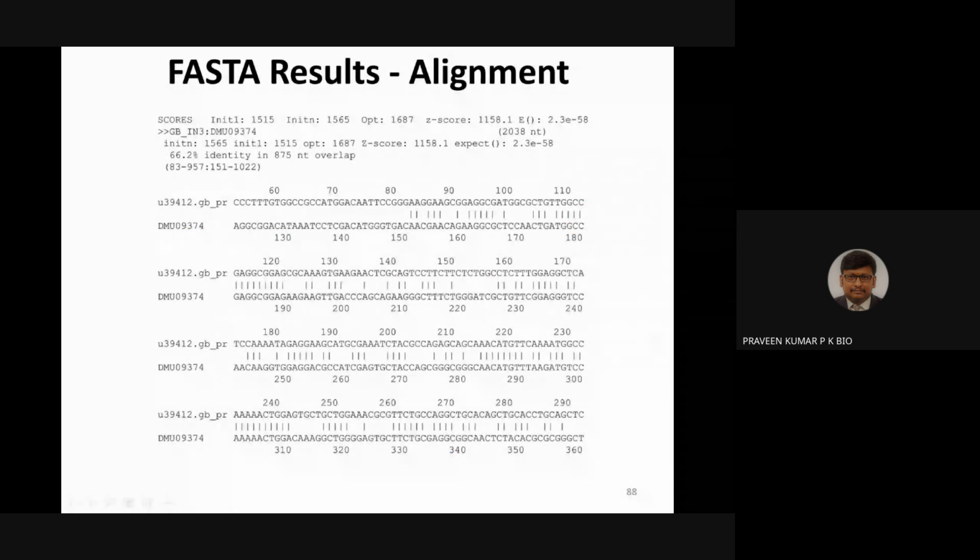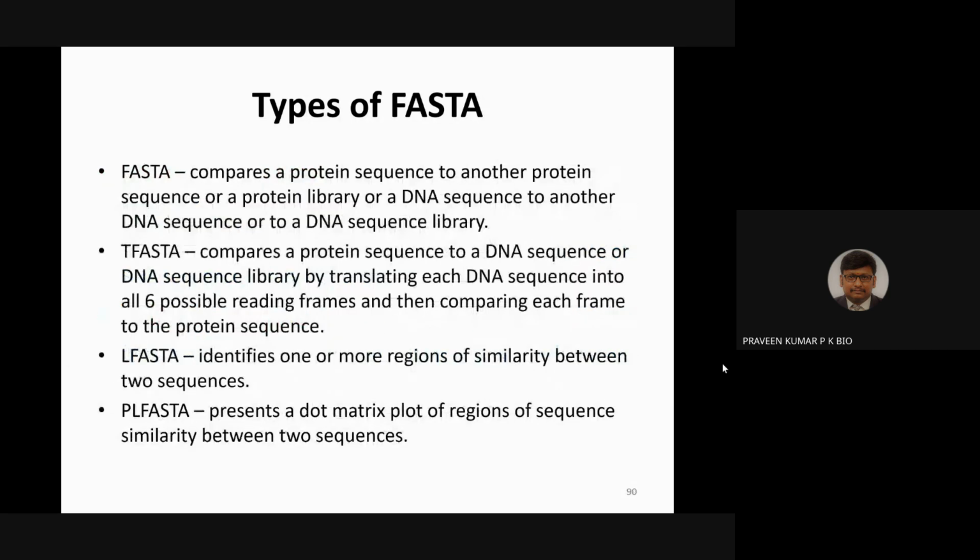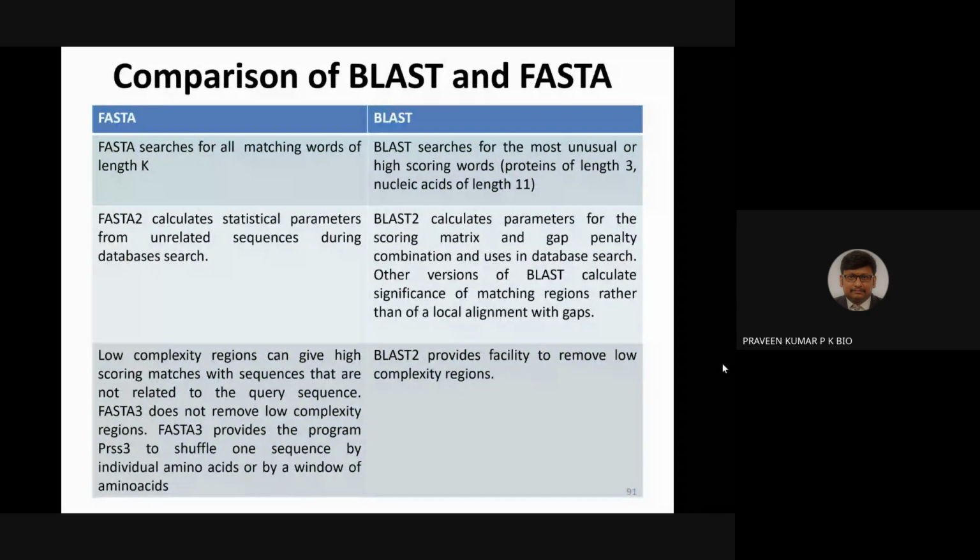So this is how a FASTA output looks like, and these are the types of FASTA based on what query and what database sequence you use. You have to select the types of FASTA. Okay, and if you see the comparison of FASTA and BLAST, overall, FASTA searches for all matching words of length k. So I told you, no. In BLAST we use a larger thing, the high scoring words. For proteins it is 3, but here it is 2, and 4 to 6 for nucleotides. But here you can take up to 11.